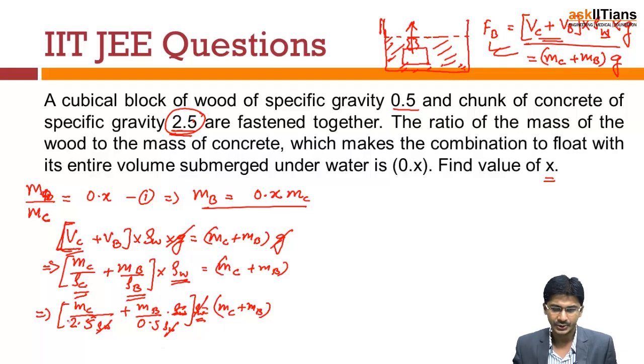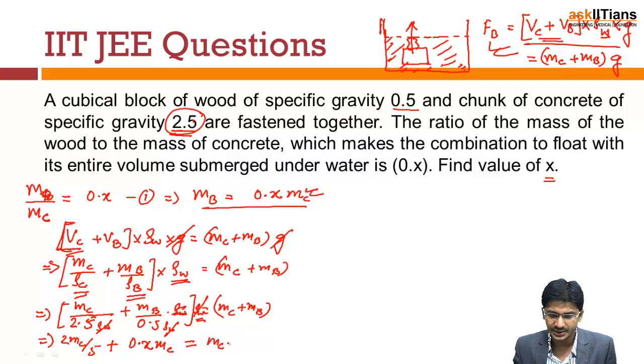So now putting this in the equation, what we have is mass of C by 2.5, which means 2 by 5 of mass of C, plus mass of B by 0.5. Mass of B we can put in terms of the mass of concrete, 0.x times mass of concrete. This is equal to mass of concrete plus mass of B, which is again 0.x times mass of concrete.